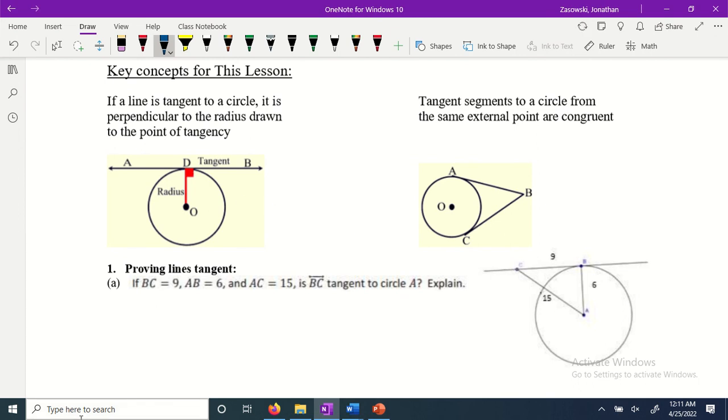Number one, if a line is tangent to a circle, it creates a right angle between the radius and the tangent line at the point of tangency. So tangent to a circle, the tangent line is perpendicular to the radius. And the second one, we kind of designate in slang terms, so this is not something that'll be written in a book anywhere, as the hat rule.